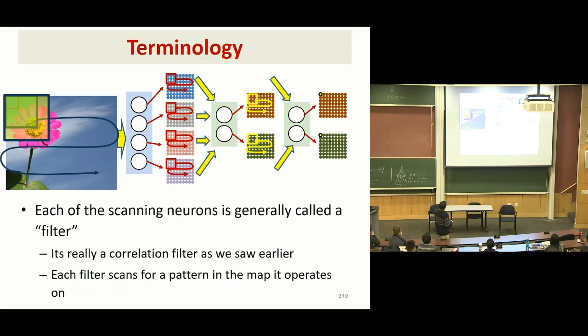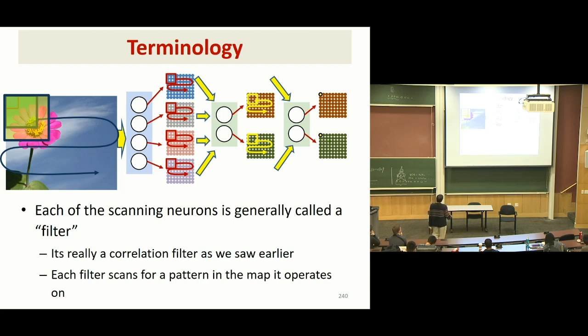So each of the scanning neurons, we're going to call this a filter, to use signal processing terminology. It's really a correlation filter, because you have a pattern of weights, you have a pattern of the input, you're taking an inner product. If I fix the magnitude, the length of these two vectors, the input vector and the weight vector, when is the inner product maximum? When they're both identical. So it's actually looking for patterns. Your filters are looking for a pattern.